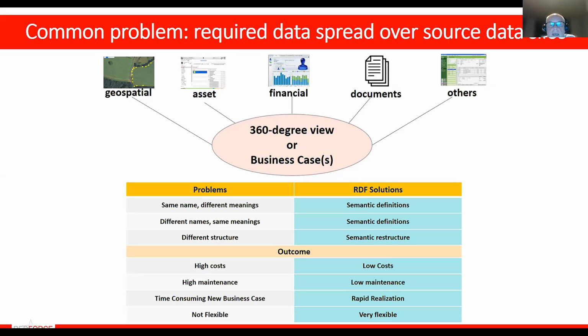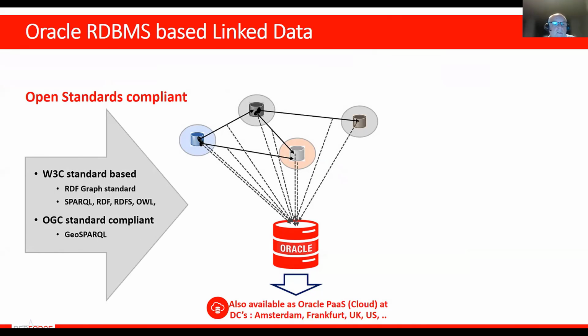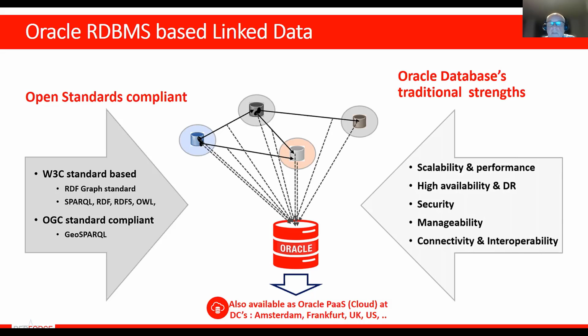So to solve these problems, you can, in fact, use semantic definitions, which put a virtual layer with meaning on top of all this. And the outcome is that you lower costs, lower maintenance, you can realize business cases faster, and it is very flexible. So what Oracle has done is implement in their database a graph which is compliant with the W3C and OGC standards. So you can use SPARQL, RDF, RDFS, OWL, and GeoSPARQL, all the things that have been defined. And on the other hand, you have, of course, the possibility to use the existing strengths of Oracle, like scalability, high availability, and so on.